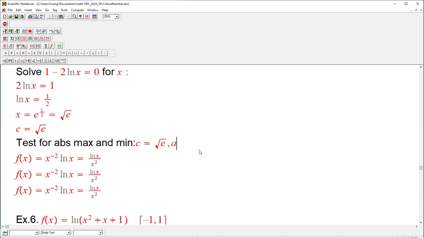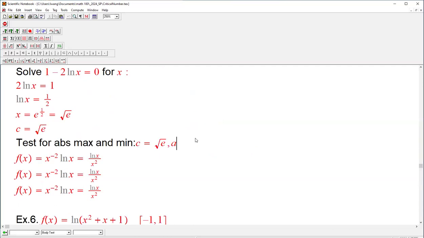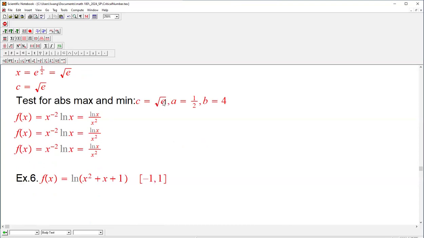A, what does A equal to? The interval, right? The interval half and 4. So A is half and B is 4. Right, so we're going to plug in each one of these numbers one by one.